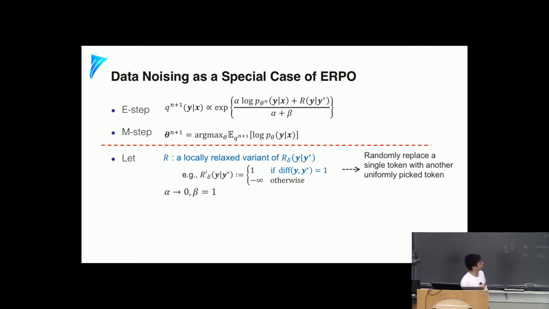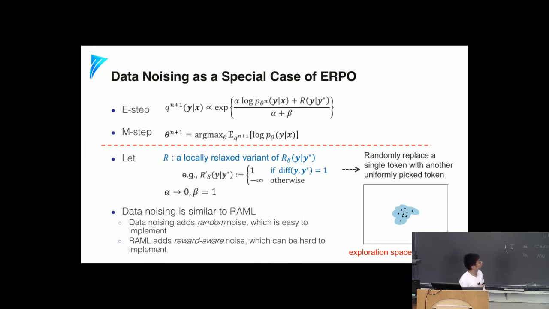So this reward function says that if the sample differs from the ground truth with regard to only one position, then we'll return a reward of 1. So this is a relaxed variant of this delta function because here we allow a single token difference. And we keep the hyperparameter values the same as the MLE.